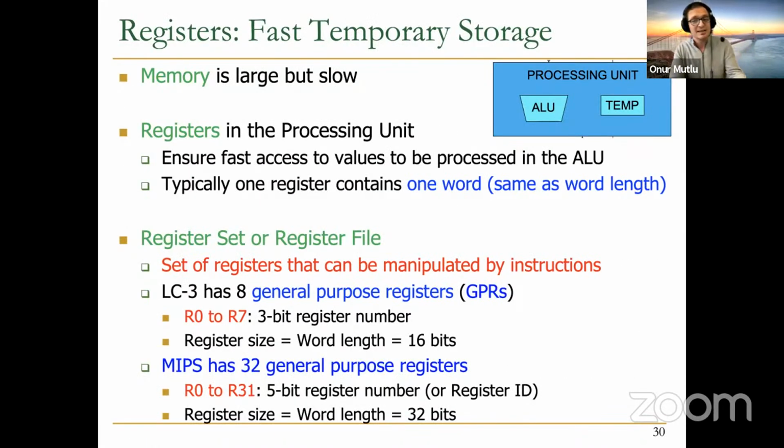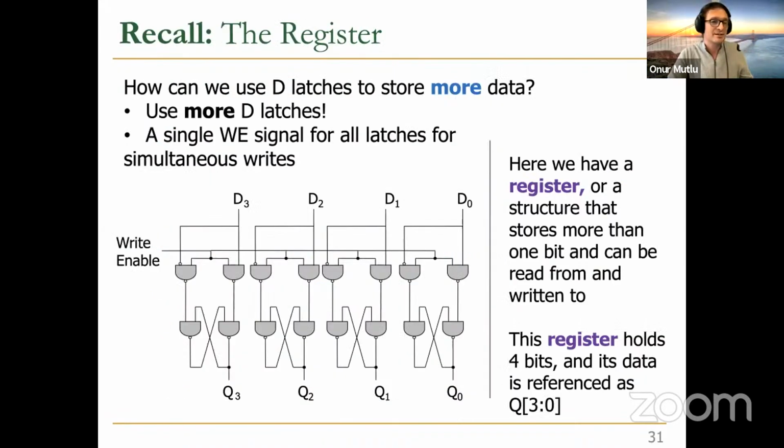Okay, so how are these registers built? We actually know exactly how they're built, right? This is a copy paste from one of the earlier lectures, the sequential logic design lecture. Basically, remember, we use D latches to store more than 1 bit. Each of these D latches stores 1 bit. We put 4 of them together in parallel and have a single write enable signal for simultaneous writes. And we can do simultaneous reads clearly from that. This is a 4-bit register, right? Instead of 4 bits, we designed 16 bits in LC3 and 32 bits in MIPS.